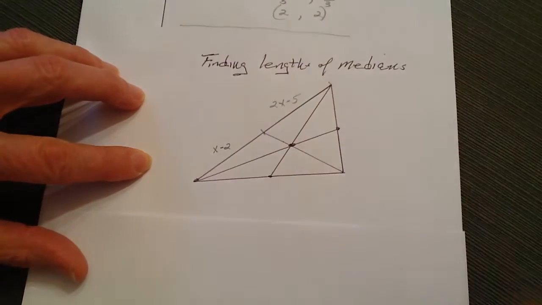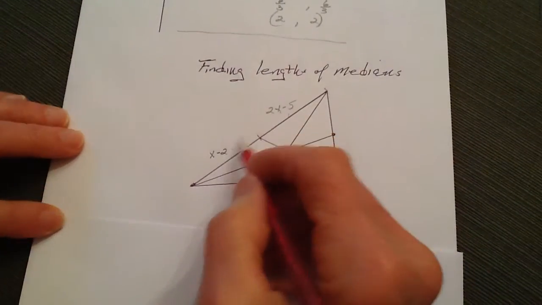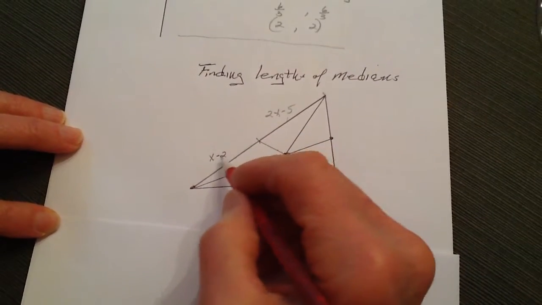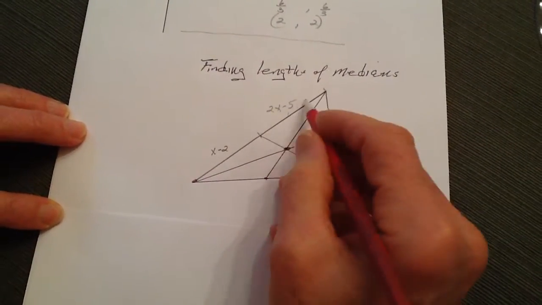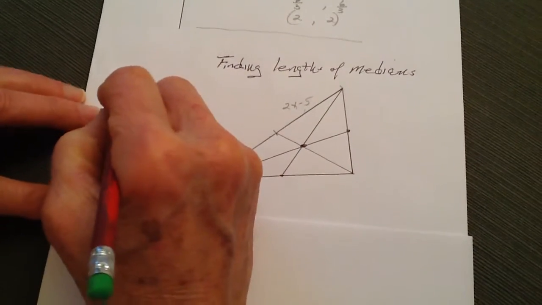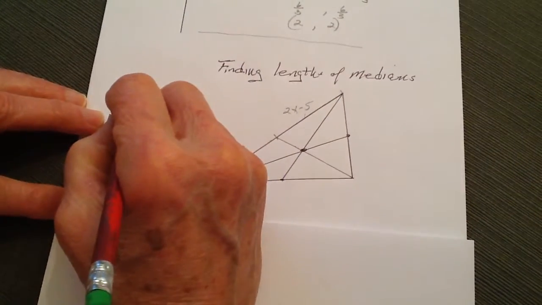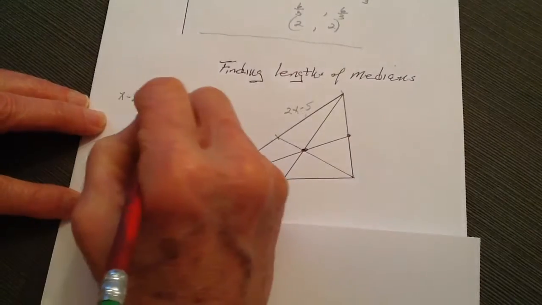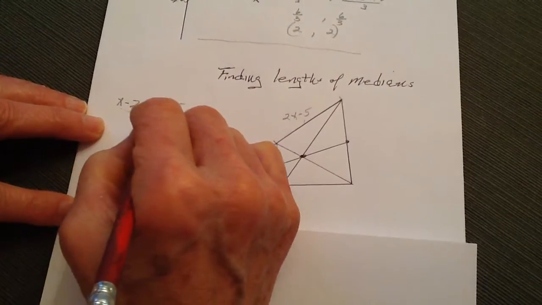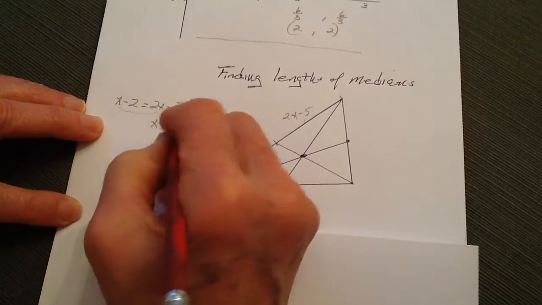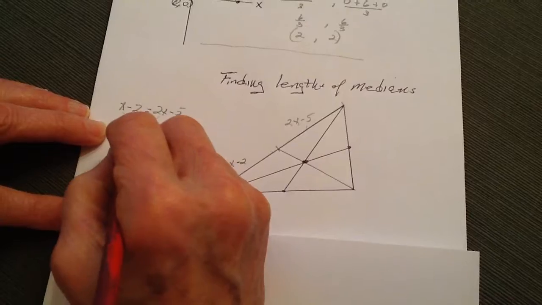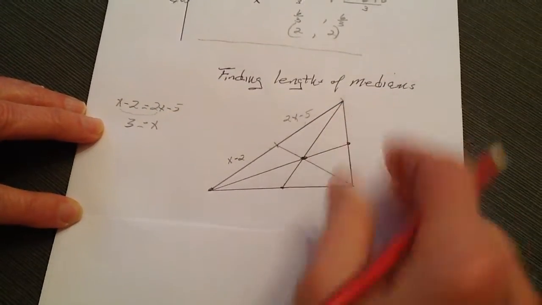If they were asking us to find what x is, then we'd have to set up an equation. Now, if this represents this half and this half, we know that the two halves are going to be equal to each other. So x minus 2 is going to equal 2x minus 5. I'll bring this over there, so that's going to be an x. Bring this over here, which is a plus, so x is going to be equal to 3.